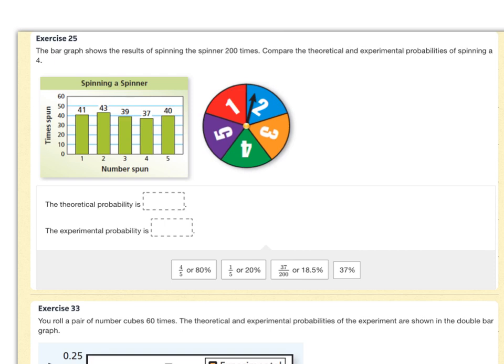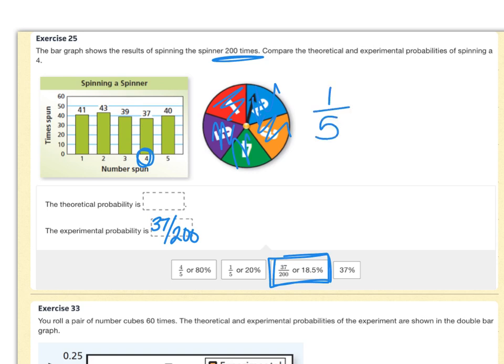So experimentally, a 4 was spun 37 times out of the 200. And so the experimental probability should be 37 out of 200, and that's 18.5%. But since this spinner has all equally likely spaces, all the spaces are the same size, the odds of spinning any one of these numbers should actually just be 1/5. All these numbers have the same probability of being rolled theoretically. So the theoretical probability is 1/5, which is the same as 20%.